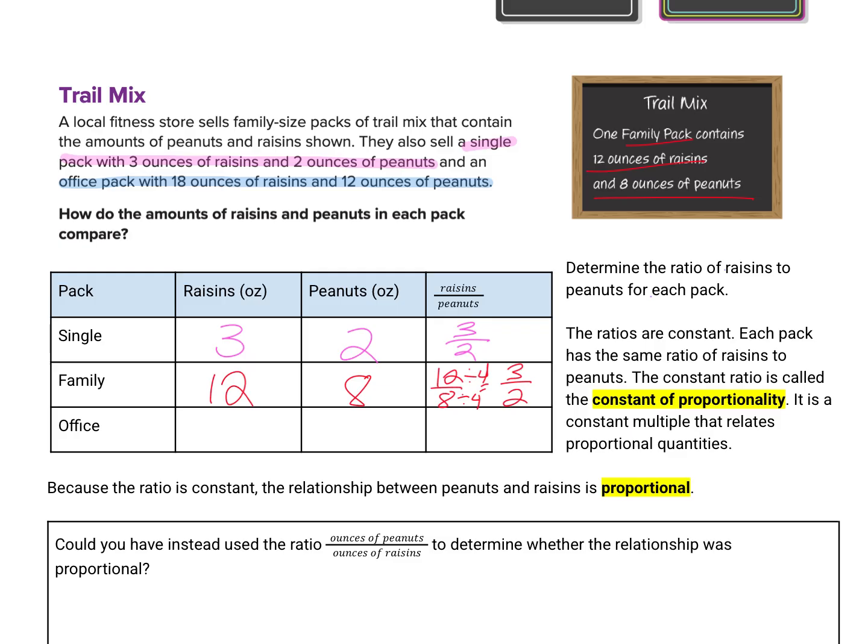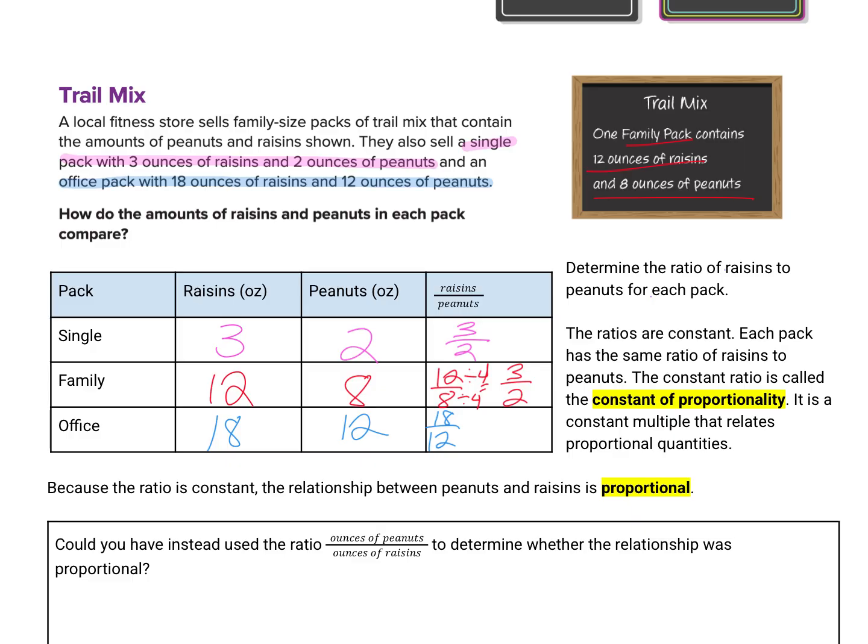Lastly, let's look at the office pack. So the office pack had 18 ounces of raisins and 12 ounces of peanuts in it. So we have our 18 and our 12 in those 2 columns. Again, let's write their ratio here, or our fraction. So raisins, which was 18, goes on top. The 12 for how many ounces of peanuts goes on the bottom.